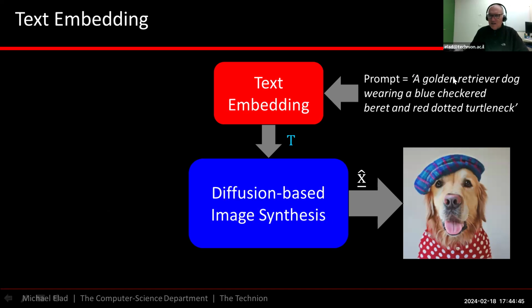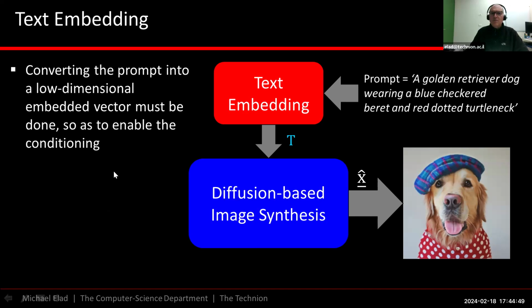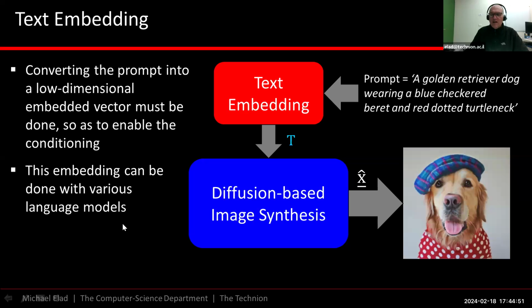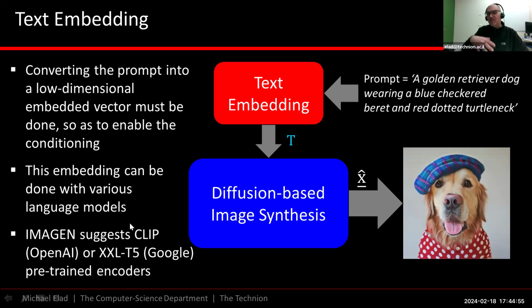You take this text and turn it into a vector of fixed length. How does it work? You use a language model. And there are many language models out there, and they tried several of them. They have tables and comparisons, and eventually they recommended one of two things: either CLIP, a language model that came from OpenAI and is open source, or XXL T5 that was developed by Google that is more monstrous and therefore performs better. We'll talk about CLIP in a second.